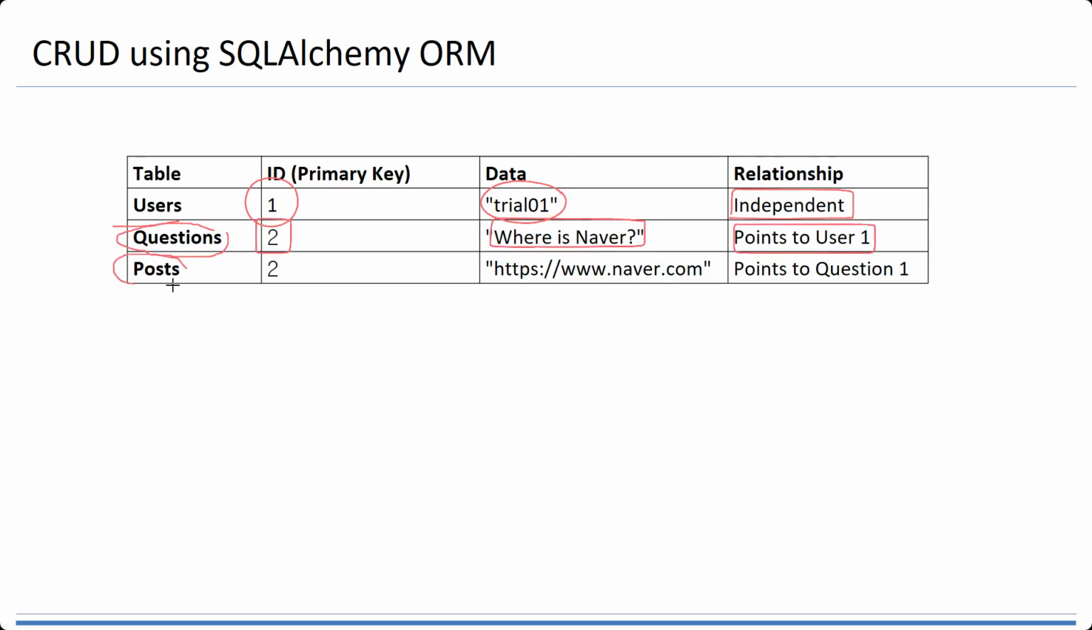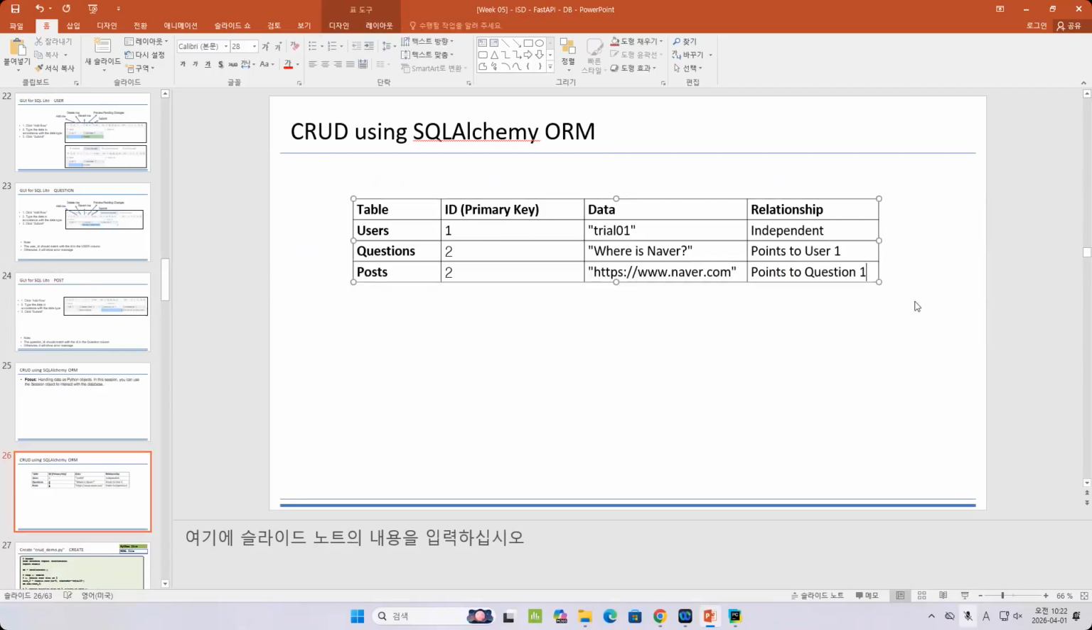And for the table post, let's create another ID, which is 2. And the content, the answer will be this one, https neighbor.com. So the relationship will be directed to the question. Oh, sorry, question 2. This is not one. This is question 2. So let's direct to this question 2.